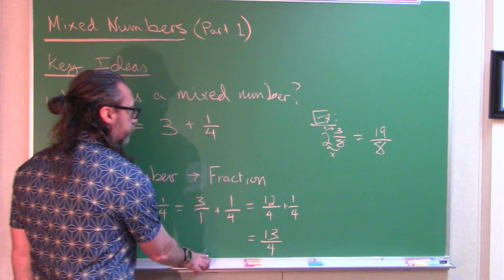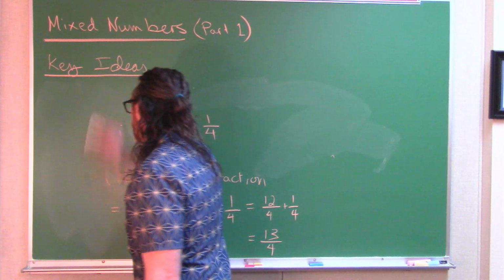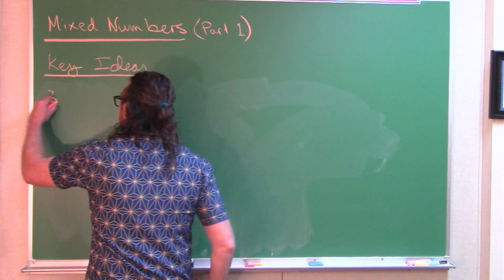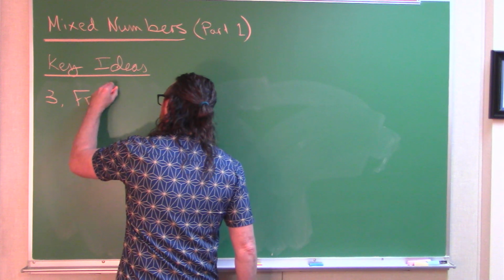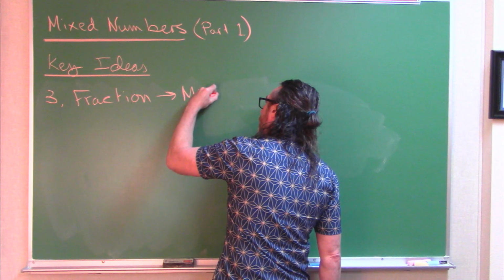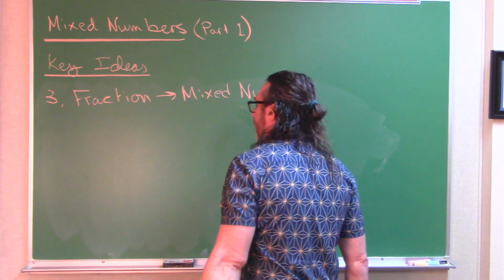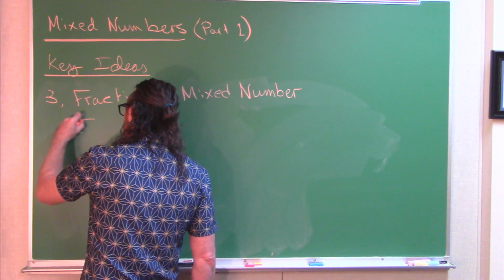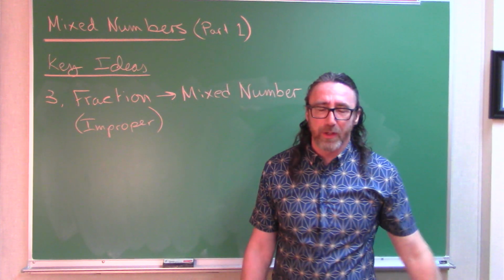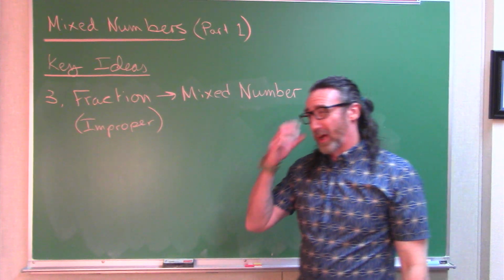Now, I'll also need you to be able to go the other way and convert a fraction to a mixed number. Okay, now, when we're doing this type of conversion, we're really talking about a quote-unquote improper fraction. That's a fraction where the numerator is bigger than the denominator.